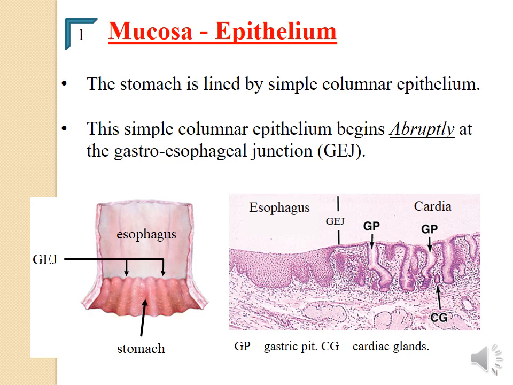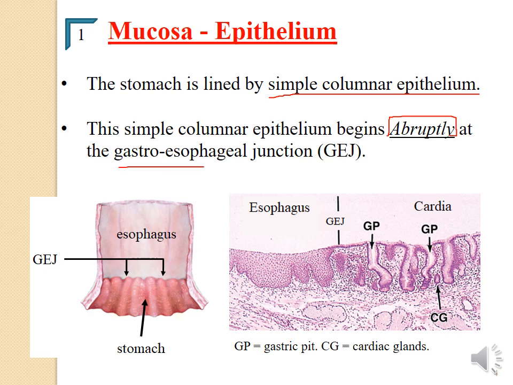So let's start with the first layer of the stomach wall, which is the mucosa. And as we have said, the mucosa is formed of epithelium, underlying connective tissue lamina propria, and muscularis mucosae. So we start with the epithelium. The stomach is lined by simple columnar epithelium, and this simple columnar epithelium begins suddenly at the gastroesophageal junction.